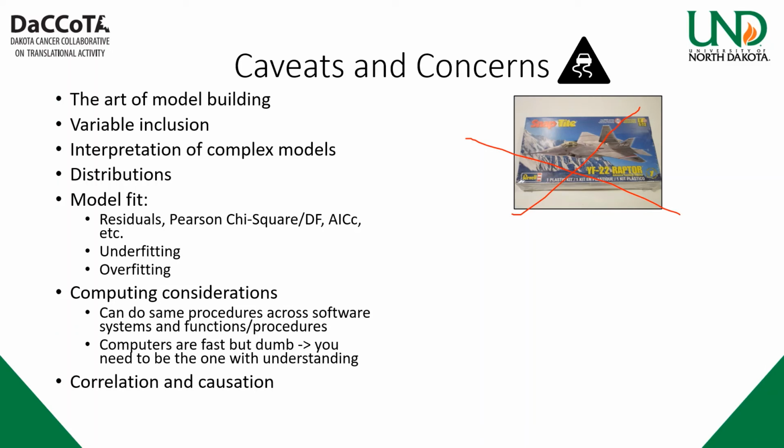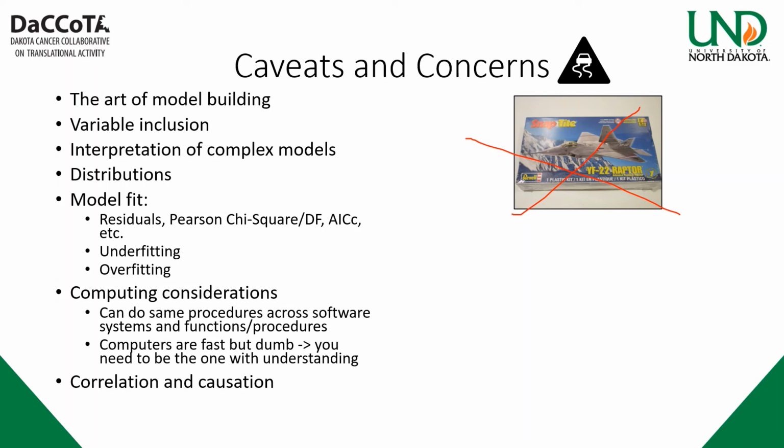And finally, the big mantra with computers and statistics is that computers are fast but dumb. You're going to need to be the one who understands what you're doing. You can put a bunch of random stuff into a statistical model and run it, and it'll output stuff. But that output might be junk if you did it incorrectly. The computer is fast, it just does it, but it's dumb. So you need to be the one who has the understanding, the brains, who knows what's going in, so you can interpret what's coming out.